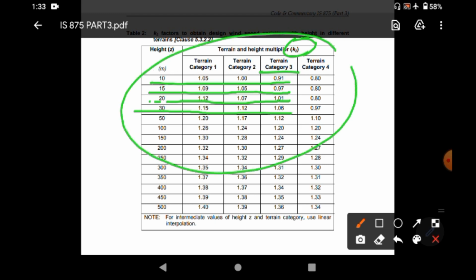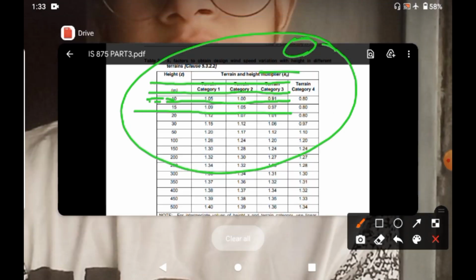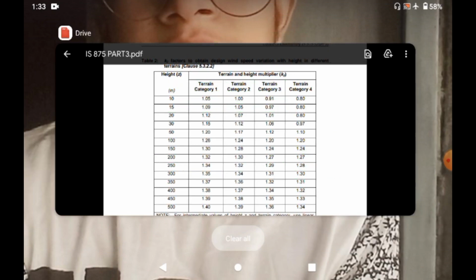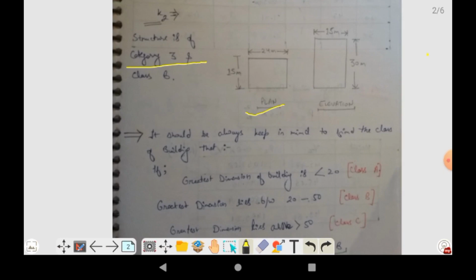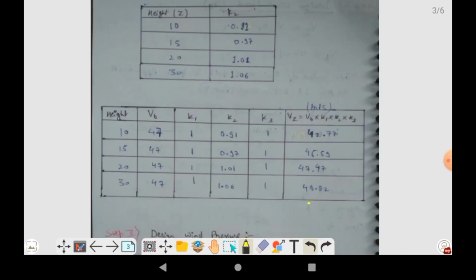So now we will draw a table from this code. We are going to take the needed values that we would require. So we will form a table here that we have already calculated. So moving toward the next slide.